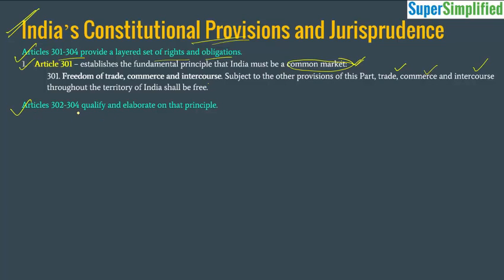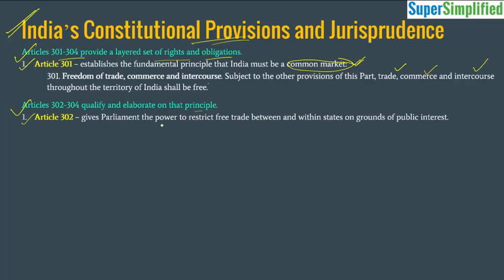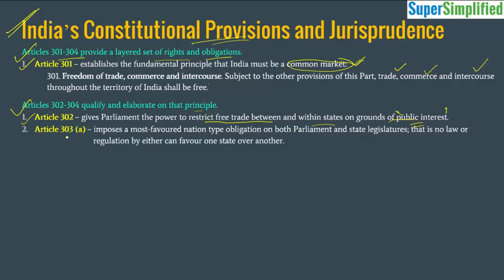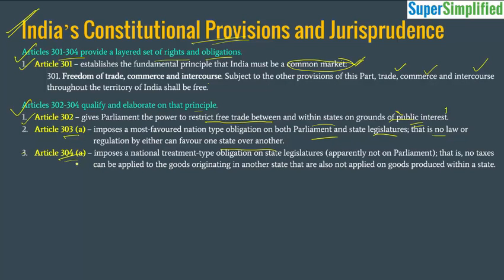Then Articles 302 to 304 qualify and elaborate on that principle. Article 302 gives Parliament the power to restrict free trade between and within the states on the ground of public interest. What is this public interest is very vague. Article 303 imposes a most favored nation type obligation on both the Parliament and the state legislatures. So it says that no law or regulation by either state or the center can favor one state over the other.